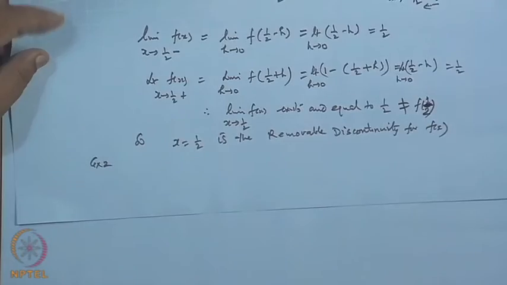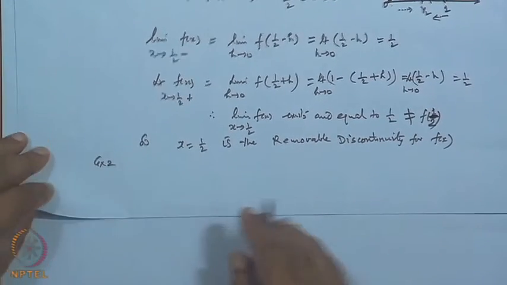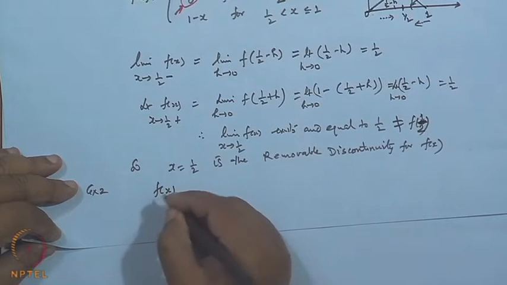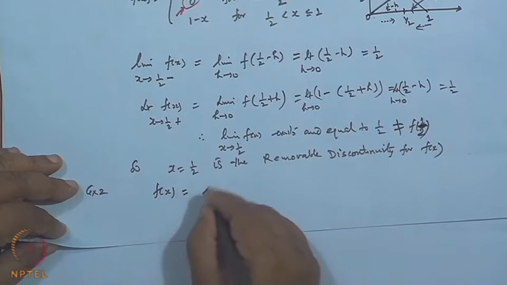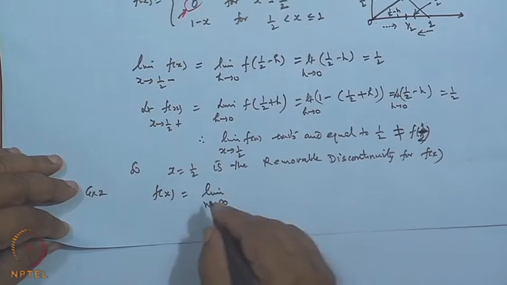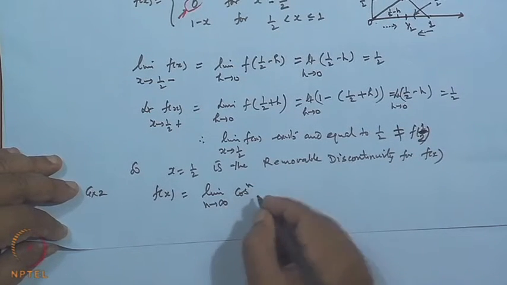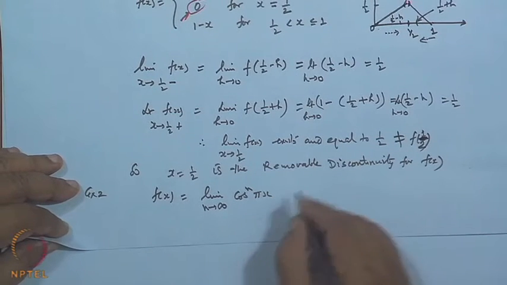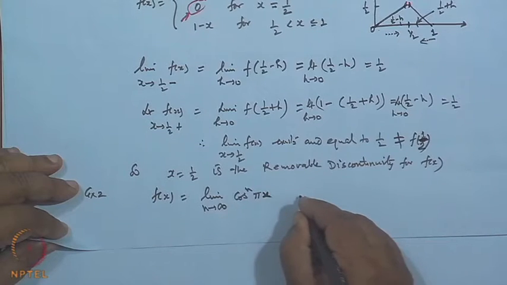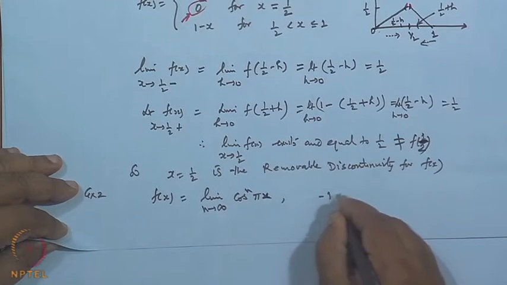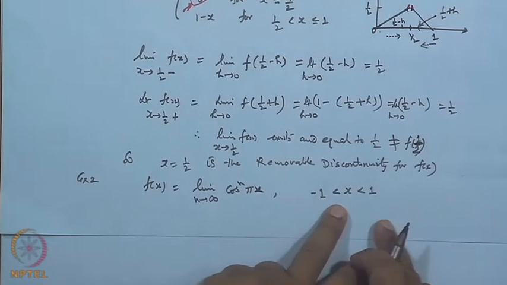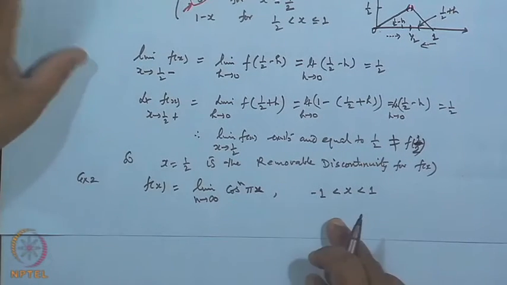2. Let us define the function f(x) as f(x) equal to the limit as n tends to infinity of cos^n(πx), where x lies between -1 and 1. It is not covering the endpoints, it is the open interval -1 to 1.